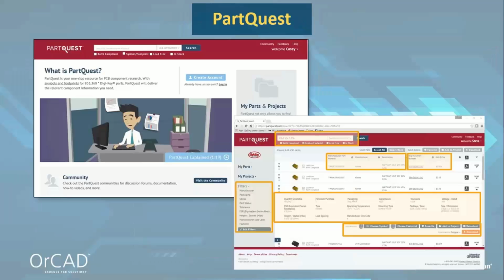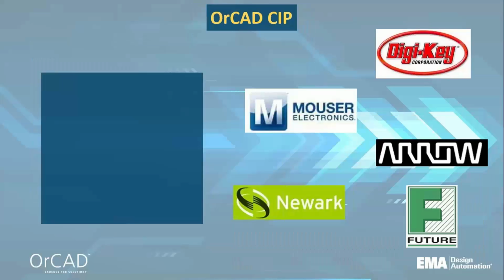And then there's PartQuest. So Mentor uses PartQuest. This is nice. It's a nice little tool tied in with DigiKey, but it's just one tool that's tied into one distributor. We feel like we offer a better solution with our OrCAD CIP.